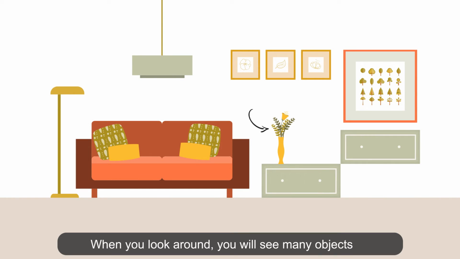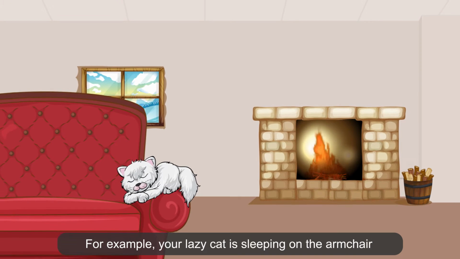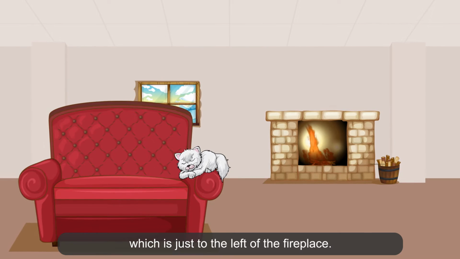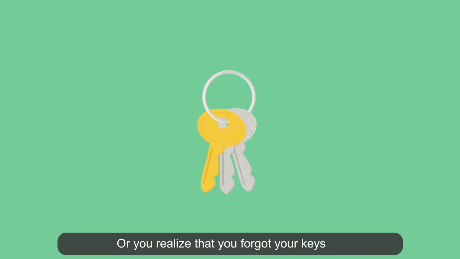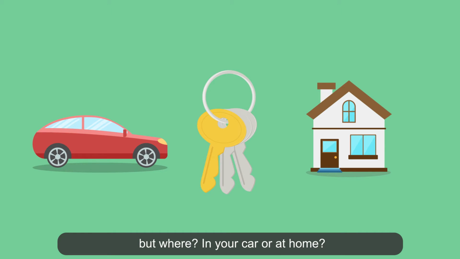When you look around, you will see many objects and they are in a kind of spatial relation with each other. For example, your lazy cat is sleeping on the armchair which is just to the left of the fireplace. Or you realize that you forgot your keys. But where? In your car or at home?